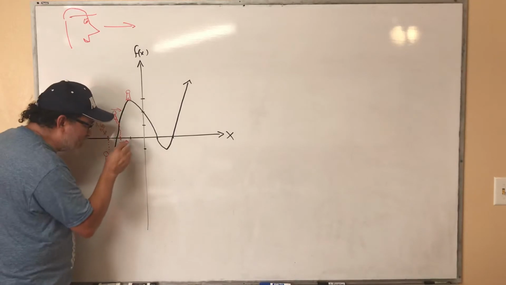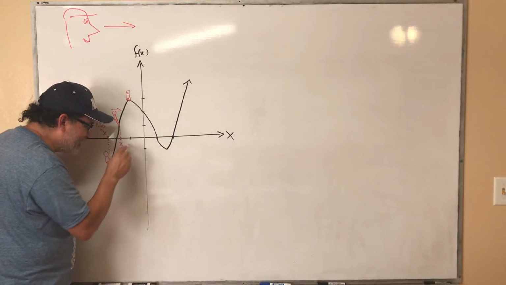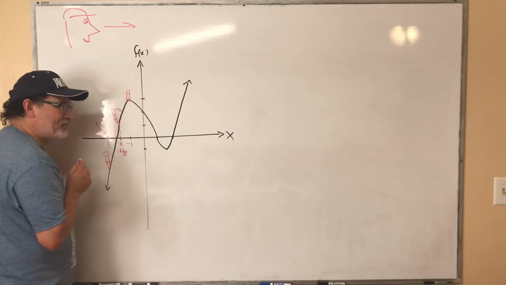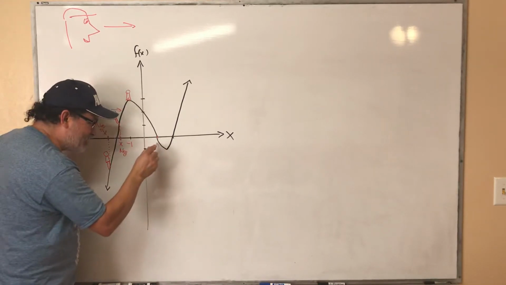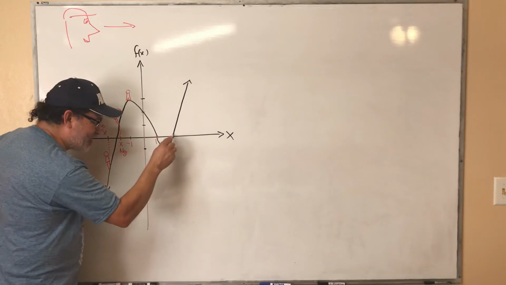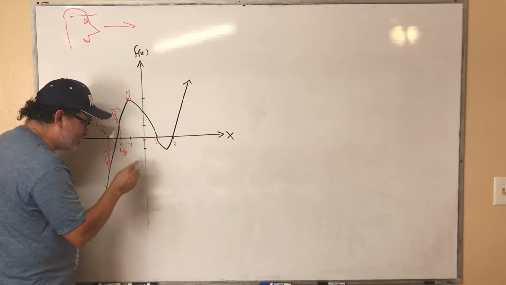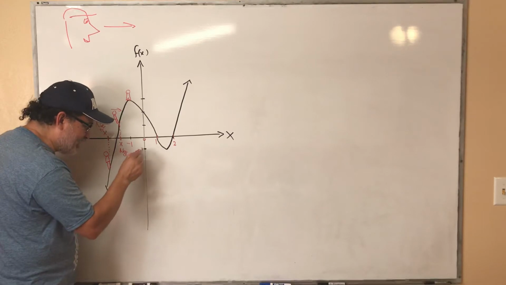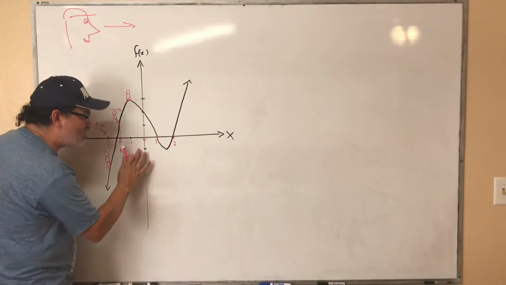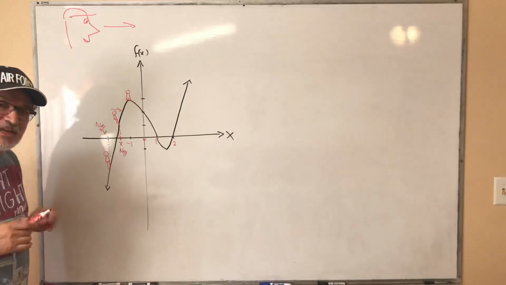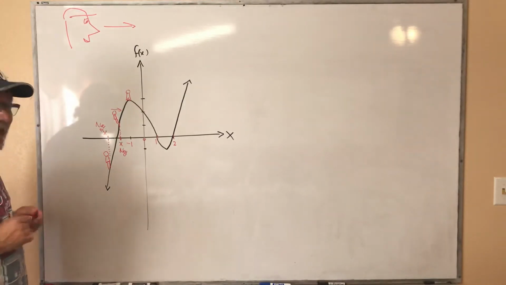Okay, so what is this x value? This x value is -1. This x value here is 1. This x value here is 2. This x value here is 0. This y value here is -1. But we don't care about the y values. We want the x values for now.